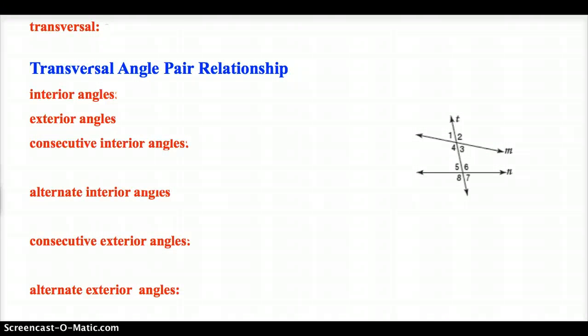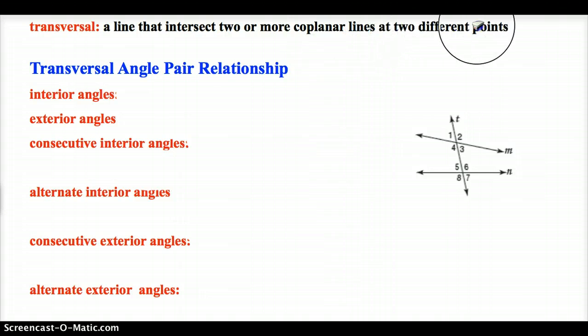A transversal. A transversal is a line that intersects 2 or more coplanar lines at 2 different points. So when you look at your diagram that you have in your notes packet here, T is intersecting M and N, so T is said to be the transversal.